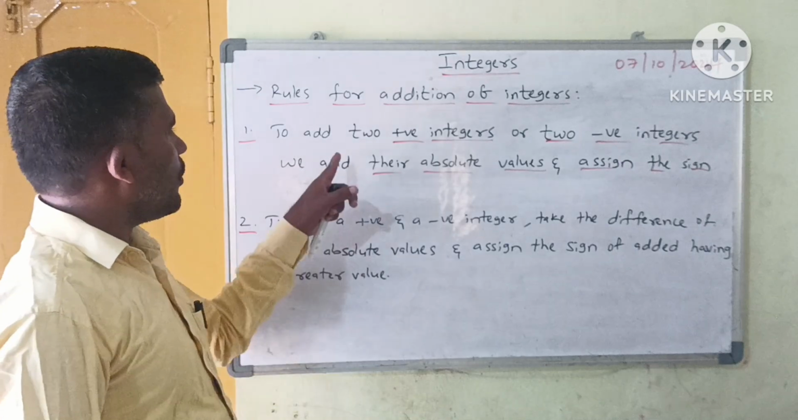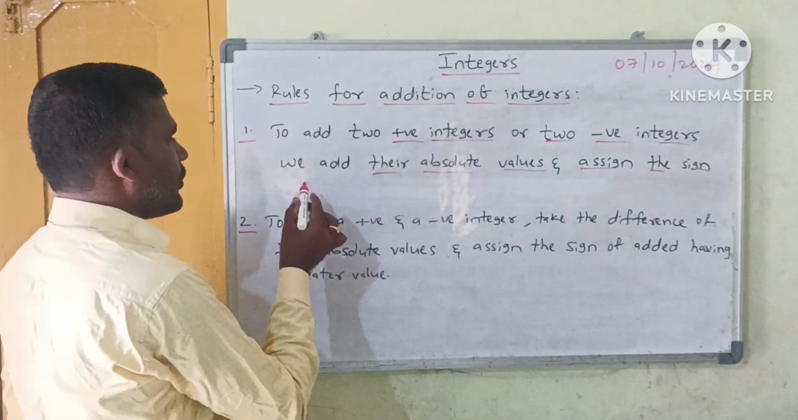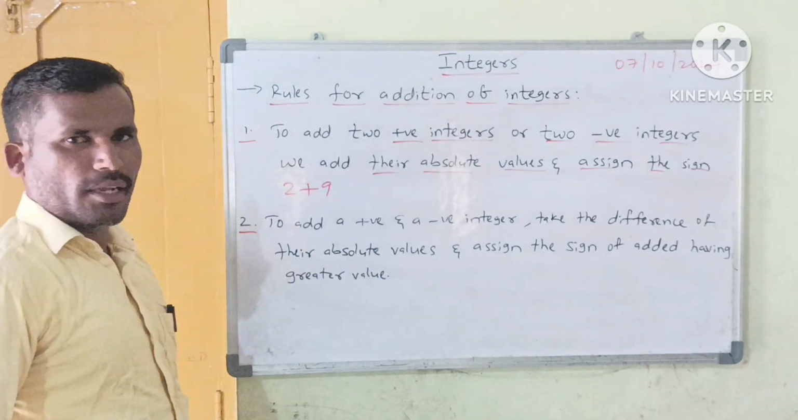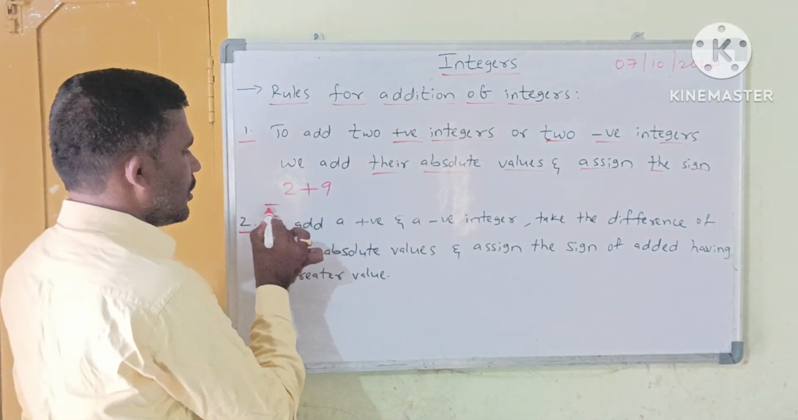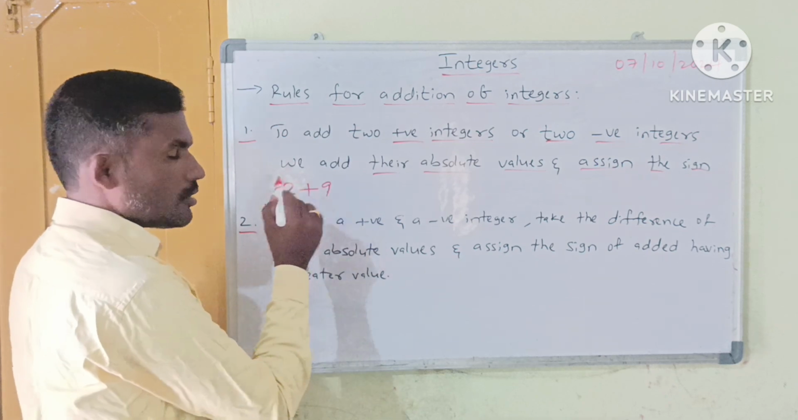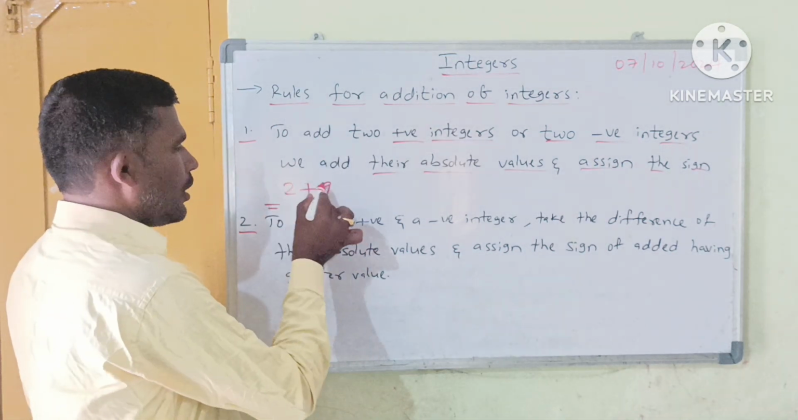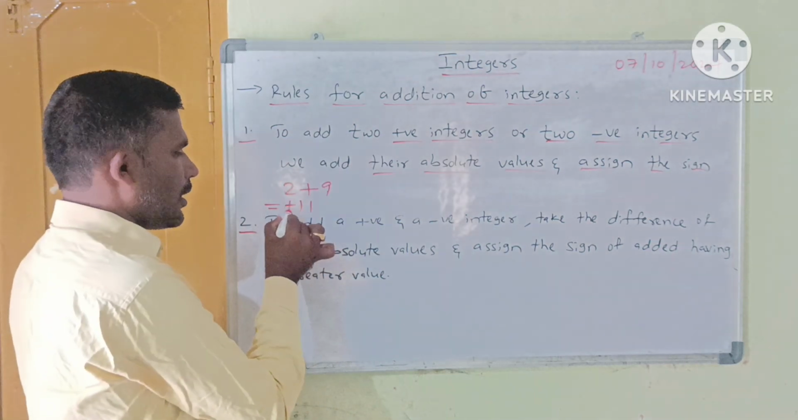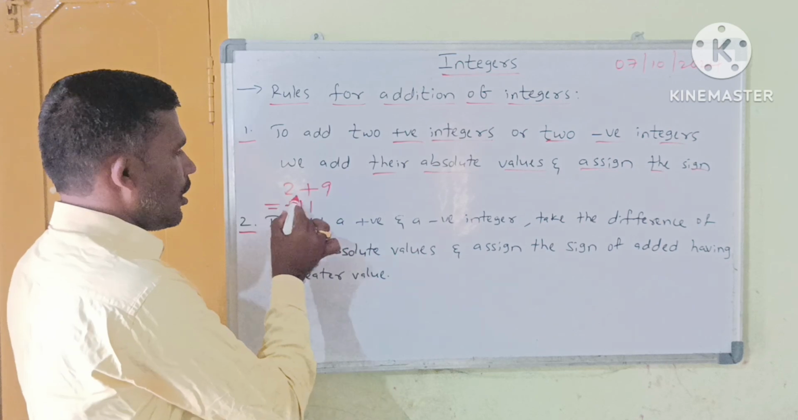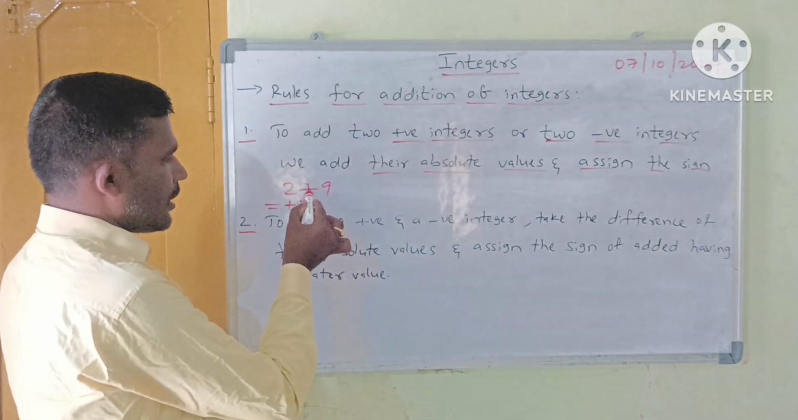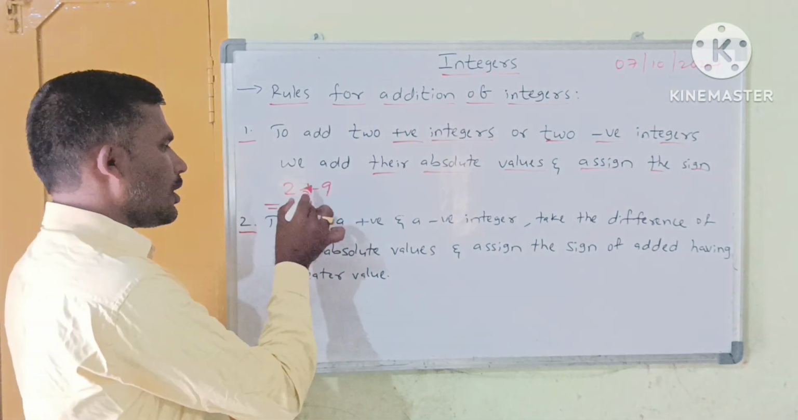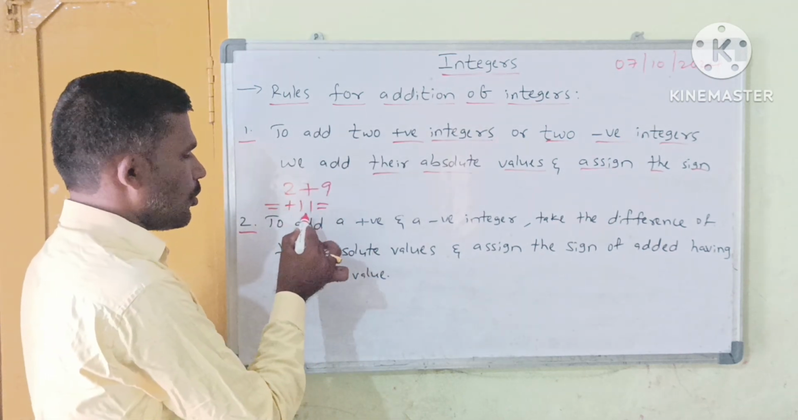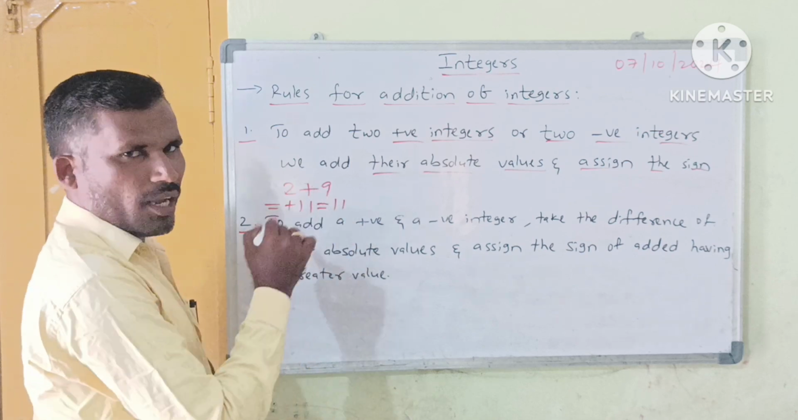Okay. Now taking two positive integers, for example 2 plus 9. Here 2 is positive and 9 is also positive. So 2 plus 9 is 11. Both have a positive sign, so there is no difference, and for the result also you have to take positive. So plus 11 is nothing but 11.